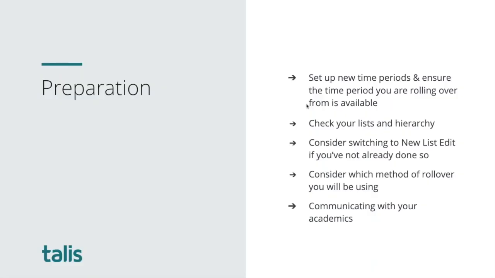Checking your lists and hierarchy, I'll get onto that in a minute. Consider switching on the new list edit. We know that it might be a good opportunity for you to enable it if you've not already defaulted to that new list experience. And also consider which method you're going to be using to roll over, whether you're going to be using the bulk time period rollover or the targeted rollover via the All Lists report. And then we're also going to be talking about communication with your academics.